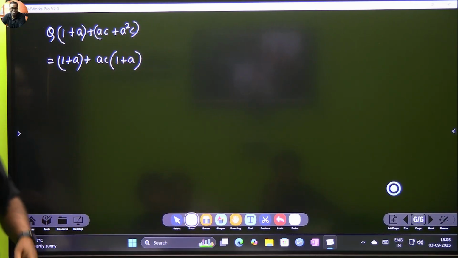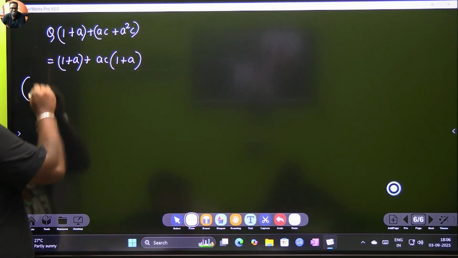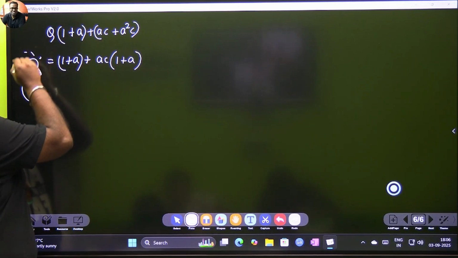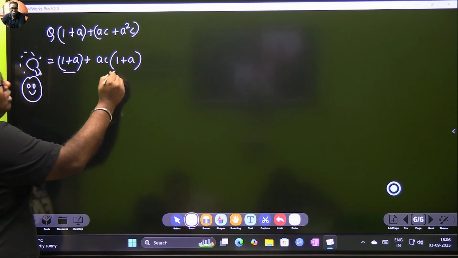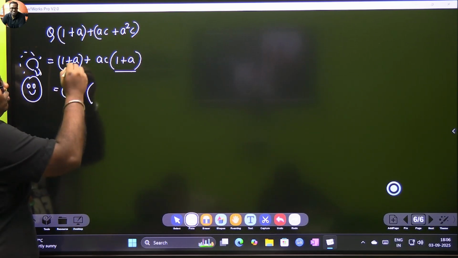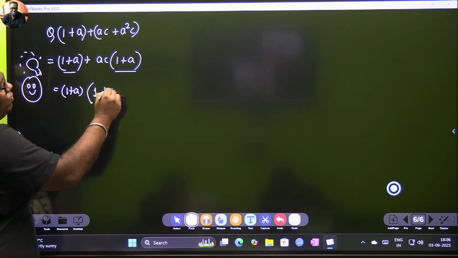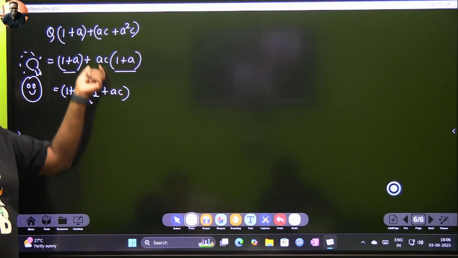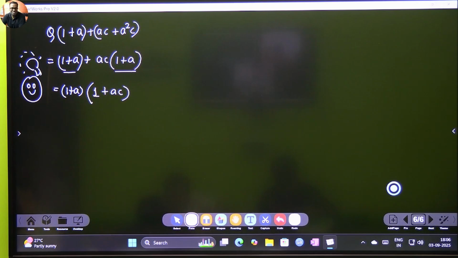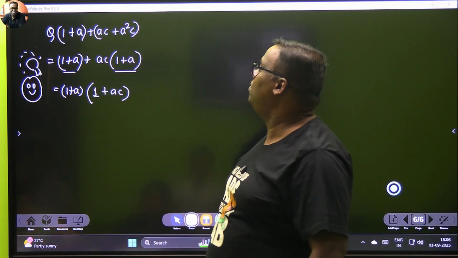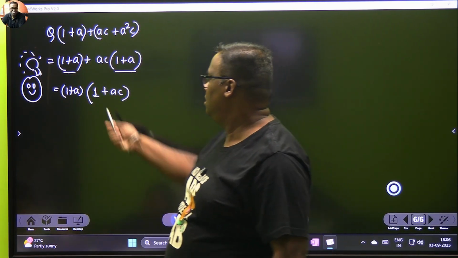Clear? Now your light should, like your bulb should actually glow. Ding ding ding. Dog, dog. So let's take dog common. Then what is left here? 1. What is left here? AC. Now just try to see. Dog into 1 is dog. Dog into AC is AC into dog. Clear? So your answer is over. Just AC. Where? Here.